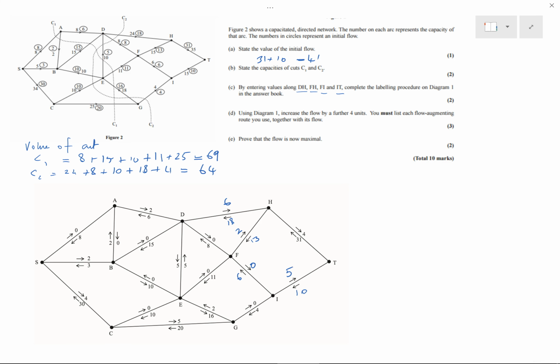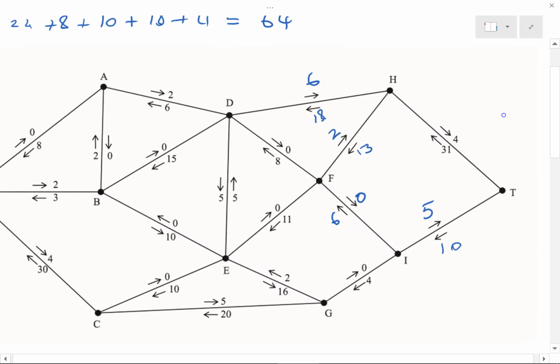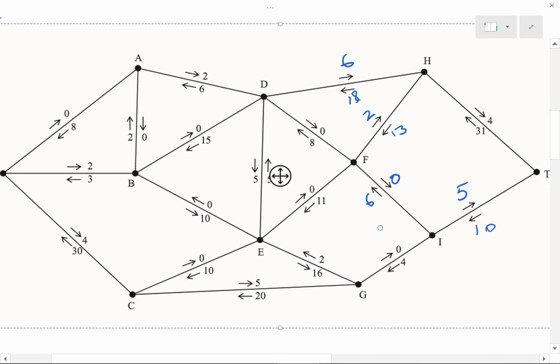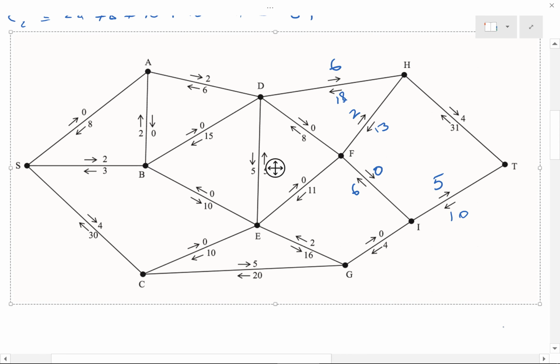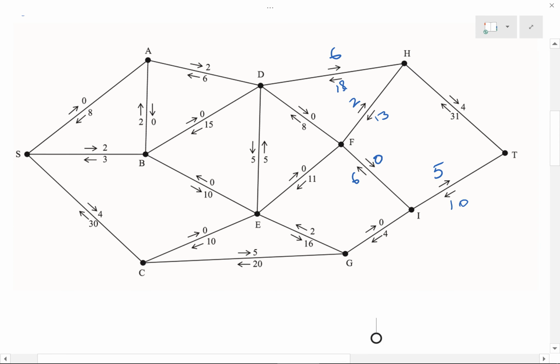Okay, so now that's part C done. Let's go on to part D. It says increase the flow by a further 4 units. You must list each flow augmenting route, and then it says prove it's maximal for part E. So let's just do that. Okay, so that's better now, got plenty of room.